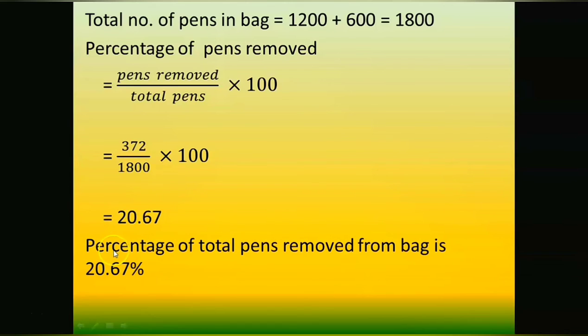20.67. The percentage of total pens removed from bag is 20.67%. So this is the correct answer.